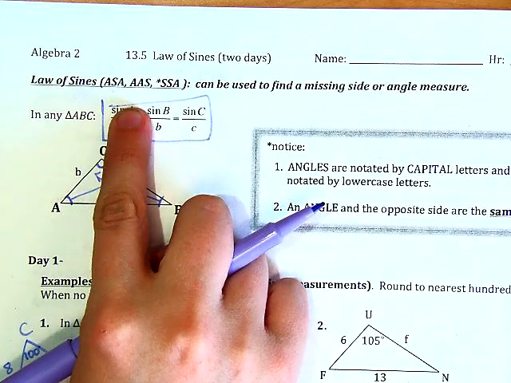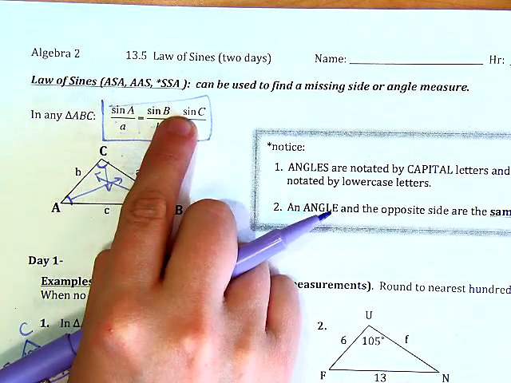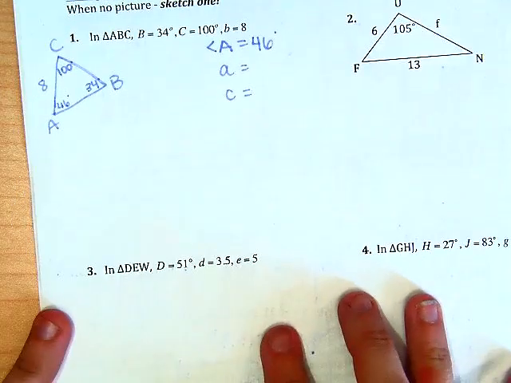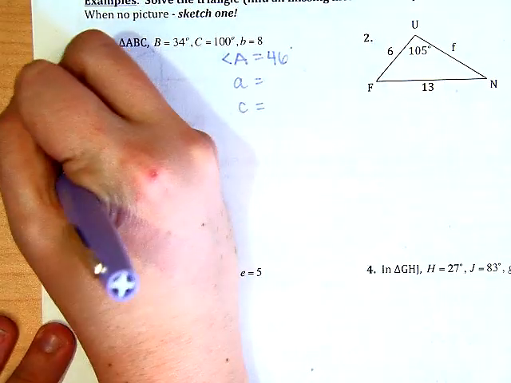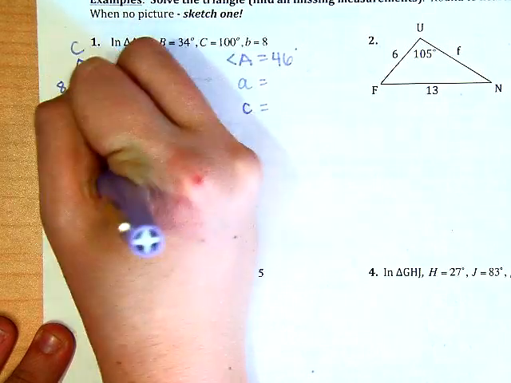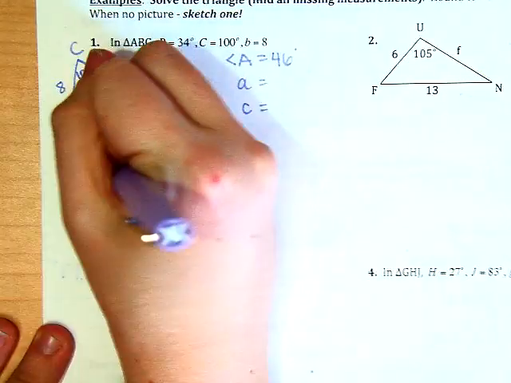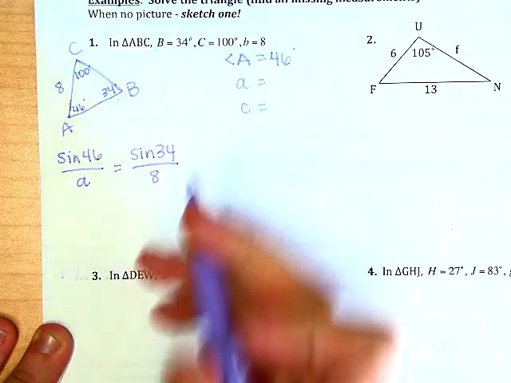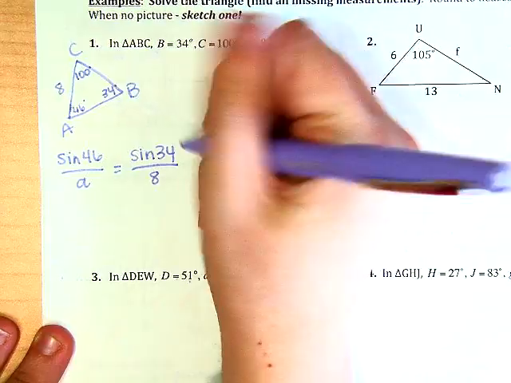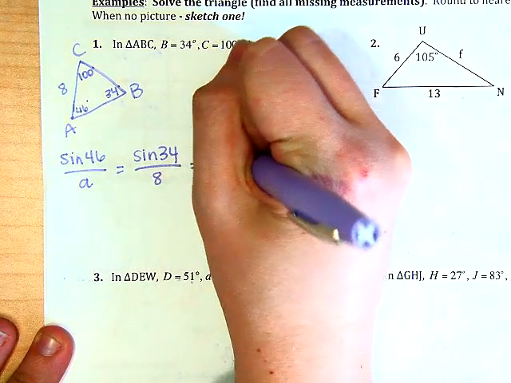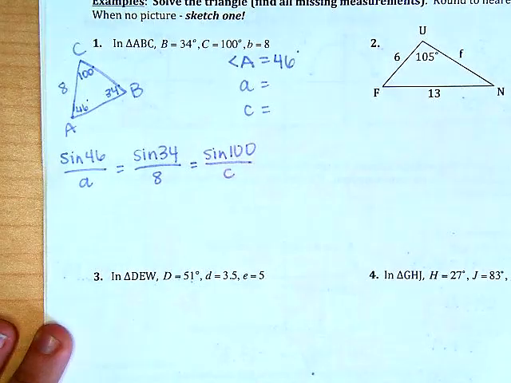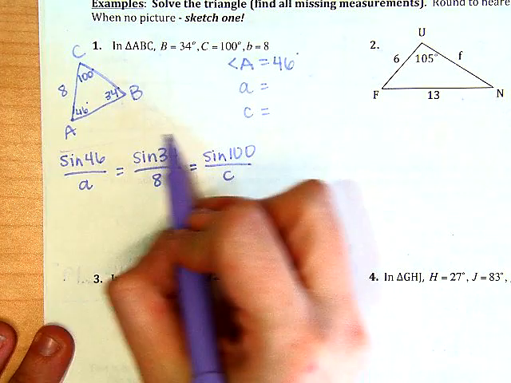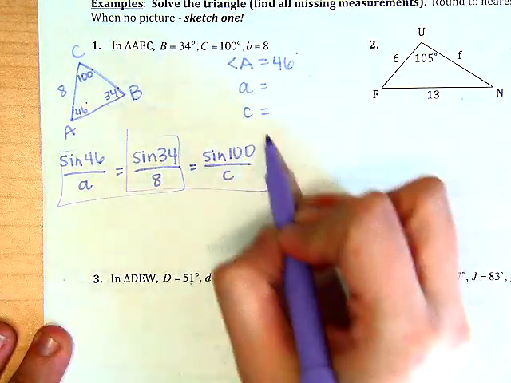My proportion says sine A over A equals sine B over B equals sine C over C. So let's set that up. Sine 46 over A, because we don't know A, equals sine 34 over 8, because we do know side B, equals sine 100 over C. So I can do two proportions here: I can do this one, and I can do this one.